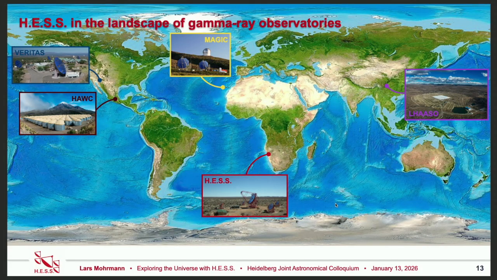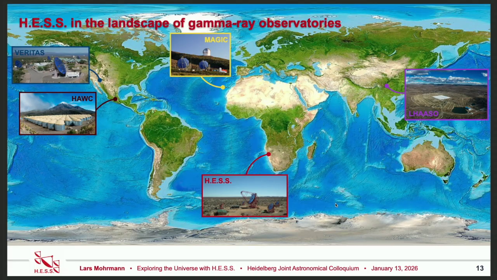Then we also have observatories that use this other concept, the ground level particle detectors. And so here the two main arrays are HAWC in Mexico and LHAASO in China. So these are, as of today, sort of the main gamma ray observatories in the TeV energy domain and above.